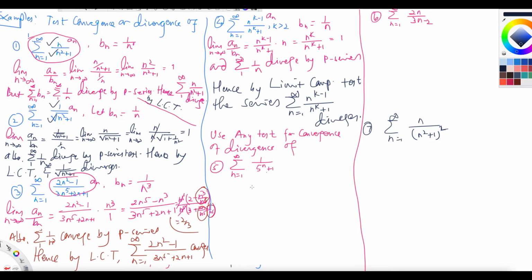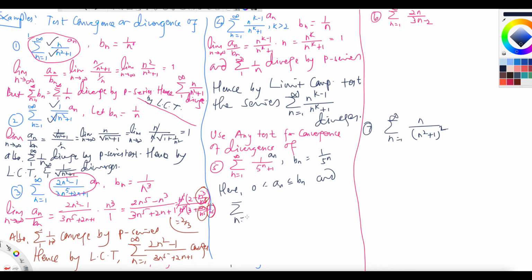So what I would use is this. Let's say this is an, and let's say bn is equal to 1 over 5 to the n. So which series is bigger? Is the series of bn bigger or the series of an? Basically bn is bigger because it has a smaller denominator. This has plus 1, this has just 5 to the n. So here 0 is less than or equal to an, which is less than bn.